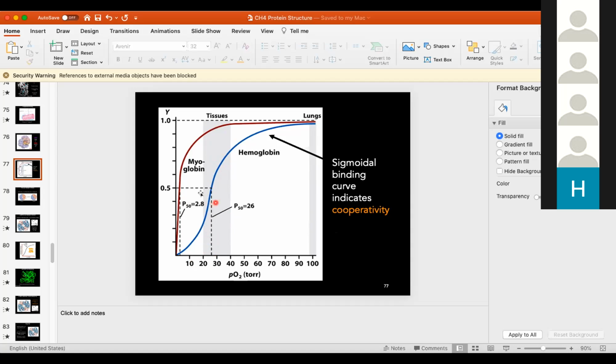You can also find what's called the P50 value, which is the pressure of oxygen at 50% bound. It doesn't tell you if something has a sigmoidal shape or not, but it does tell you a little bit about how well that protein binds oxygen. The lower the P50 value, the better that protein binds it, because to even get to 50% of the protein having it bound, you only need a very small amount of oxygen. That's the only thing P50 values would tell you.